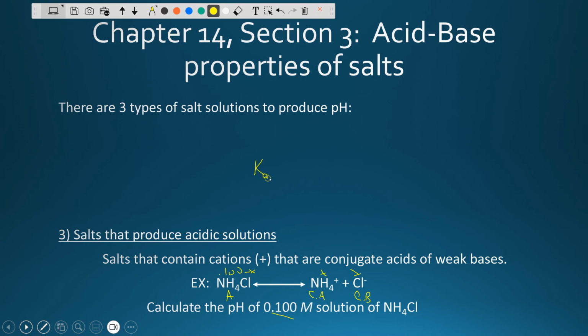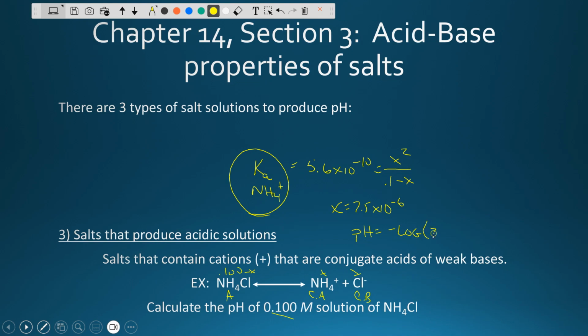And so once again, I would just look up these values. My Ka value for ammonium from the chart is 5.6 times 10 to the negative 10. And that's going to equal x squared over 0.1 minus x. My x ends up being 7.5 times 10 to the negative 6. Now, keep in mind, that was a Ka value. So this is, in fact, going to be my pH, and that's going to be the negative log of 7.5 times 10 to the negative 6. My pH ends up being 5.13.